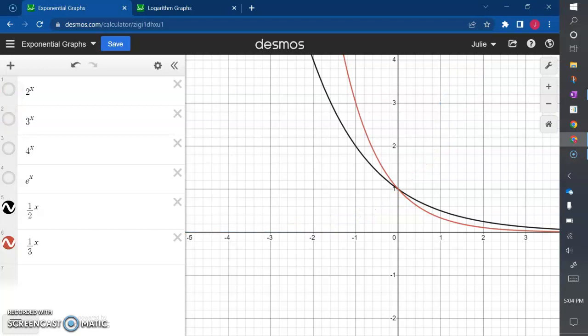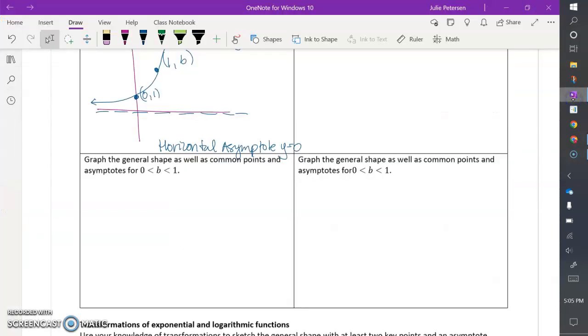But they still maintain the same basic features, which is to say they have the same y-intercept of (0, 1), and they also have the same second point, which would be (1, b), whatever your b-value is. In this case, that's a half. They still have a horizontal asymptote of y equals 0. Really, the only substantial difference is that instead of this graph increasing from negative infinity to positive infinity, it's actually decreasing. So let's go ahead and do a quick sketch of that as well.